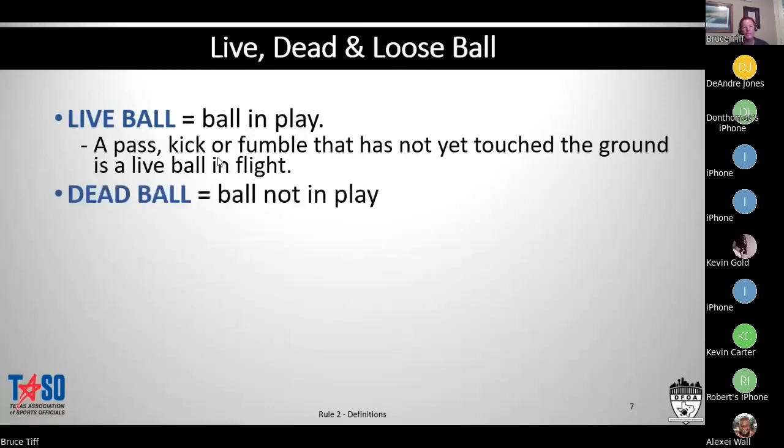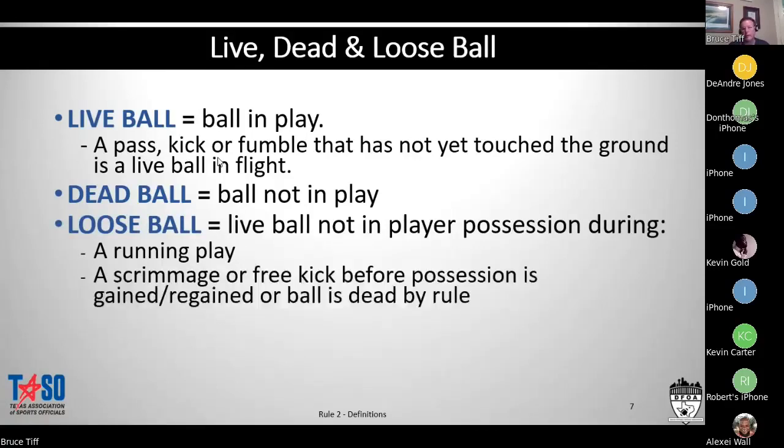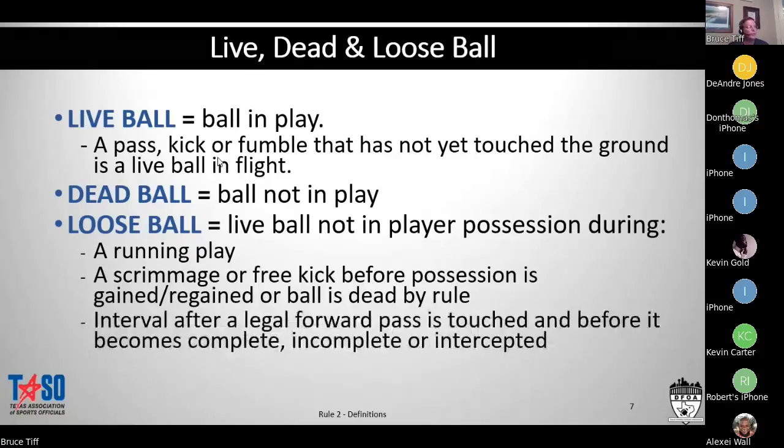Dead ball is a ball not in play. Very simple, very straightforward. A loose ball is a live ball that's not in player possession during a running play, a scrimmage or free kick before possession is gained or regained, or the ball is declared dead by rule. It also applies during the interval after a legal forward pass is touched and before it becomes complete, incomplete, or intercepted.